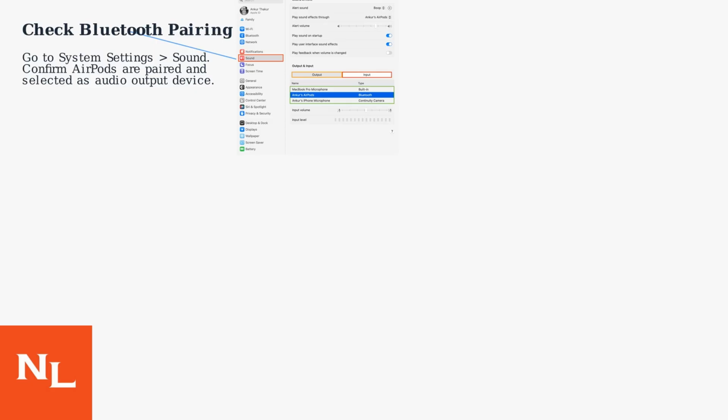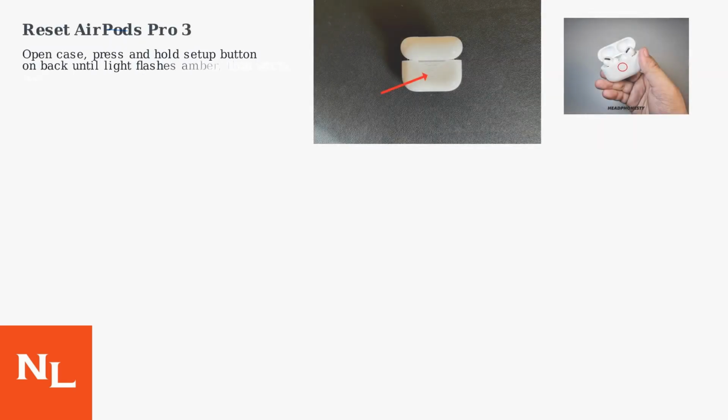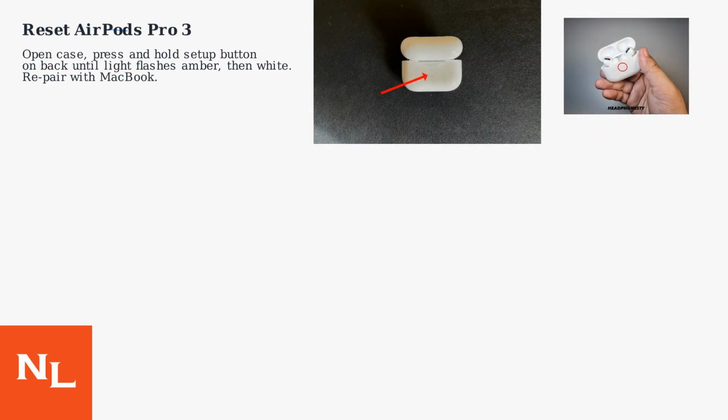in System Settings, Sound. If problems persist, reset your AirPods Pro 3 by opening the case, pressing and holding the setup button on the back until the status light flashes amber, then white. Repair them with your MacBook. If sound output is glitchy after reset, toggle spatial audio off-on in Sound Settings. These steps resolve most software-related connectivity issues.